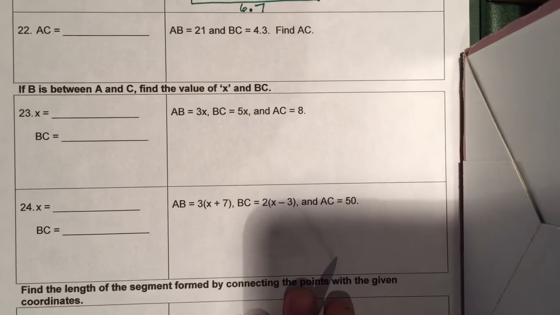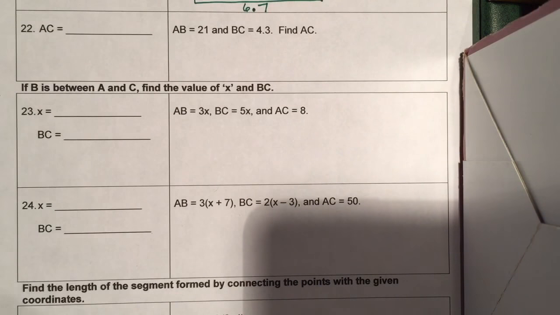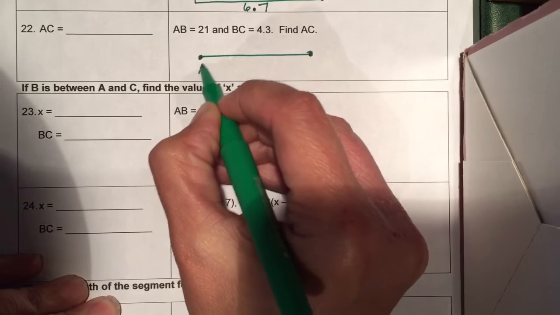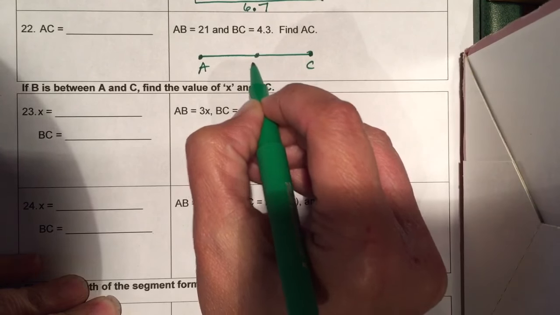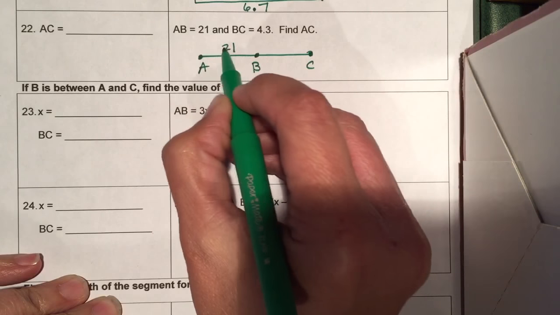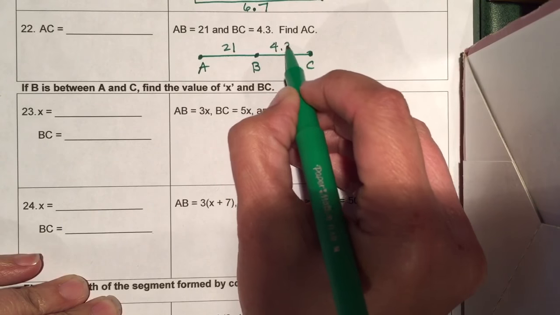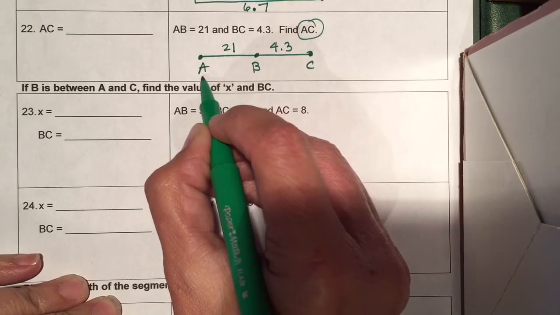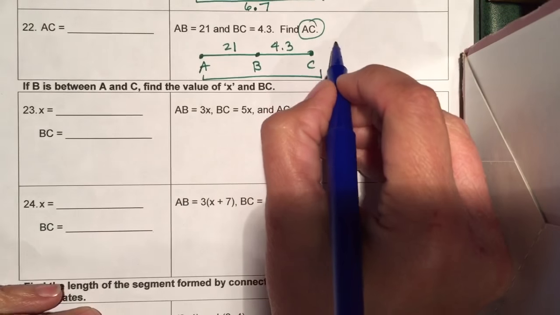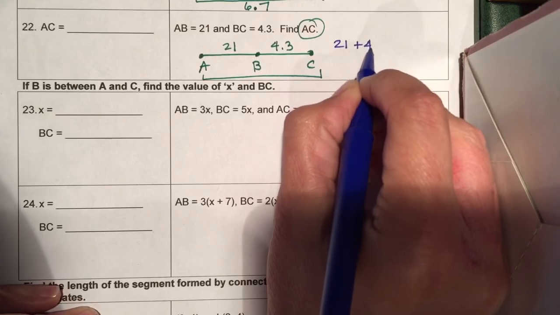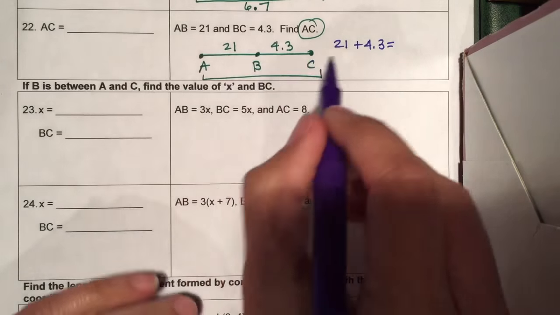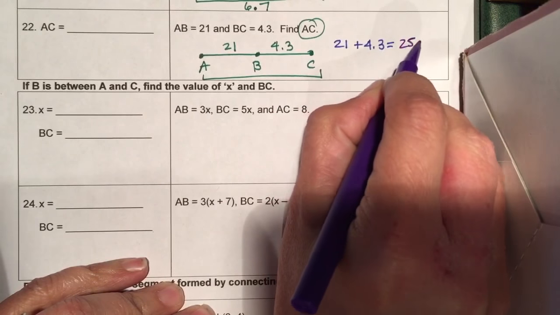So let's look at the next one. We're going to do the same thing with AC. We're going to draw our segment. B is between A and C. So I have A and C, and I've got B sitting in here somewhere. AB is 21 from A to B. BC is 4.3. So let's find AC, which is the entire thing. And this one's a little bit easier. We're just going to do the sum. So 21 plus 4.3 is going to equal the distance from A to C, which is 25.3.